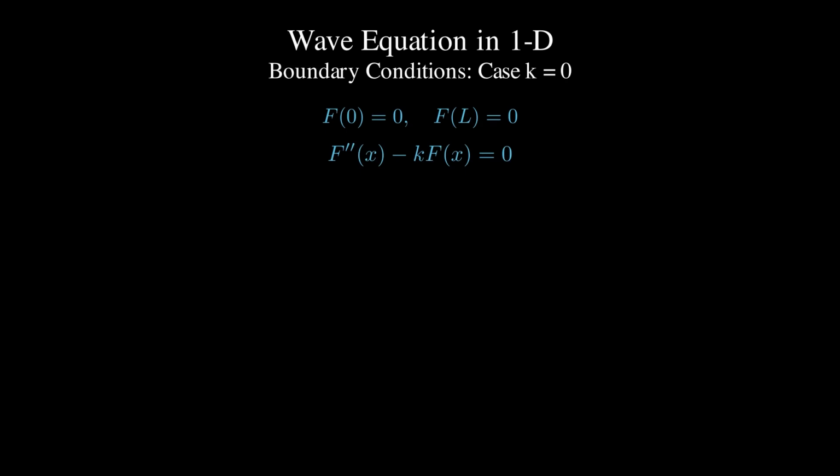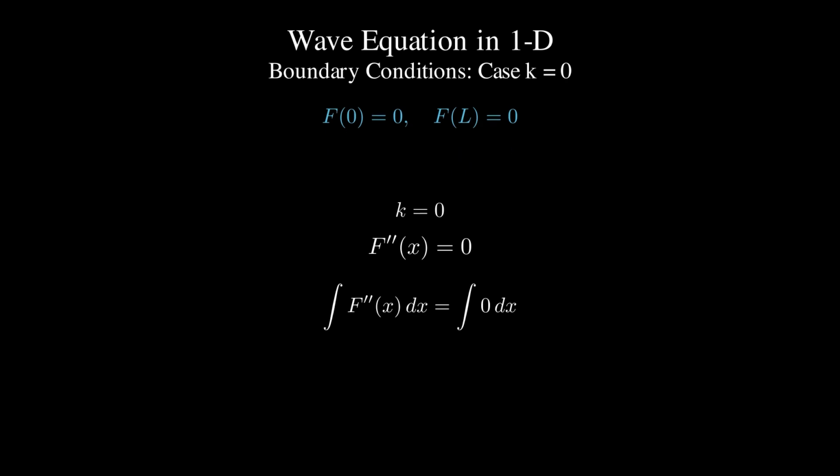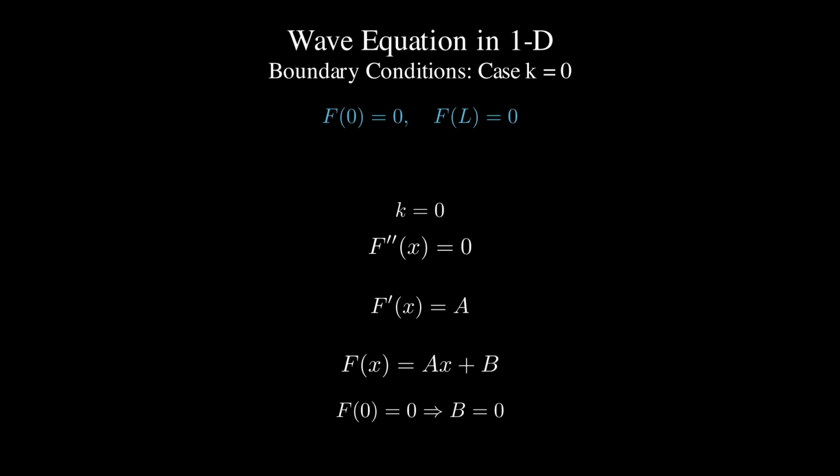If we solve the ODE that we just found with k being 0, my equation changes to f double prime of x equals 0. Solving the ODE out of this, if I integrate once, I get f prime of x equals a. I integrate one more time, and I get f of x equals ax plus b. Then I will solve for a and b using the boundary conditions that I have here.